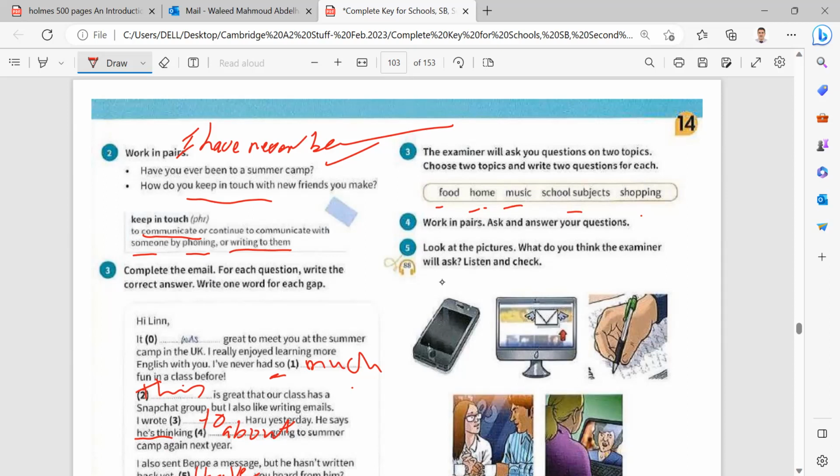Now, let me ask about your home, for example. Where do you live? Do you live in a house or a flat? No, I live in a house. Okay. What is it like? What is it like? Yes, what is it like means describe your house.